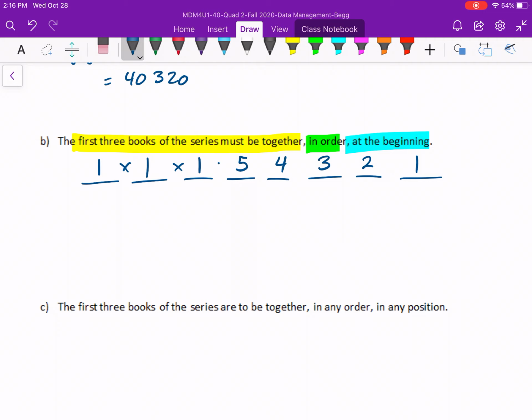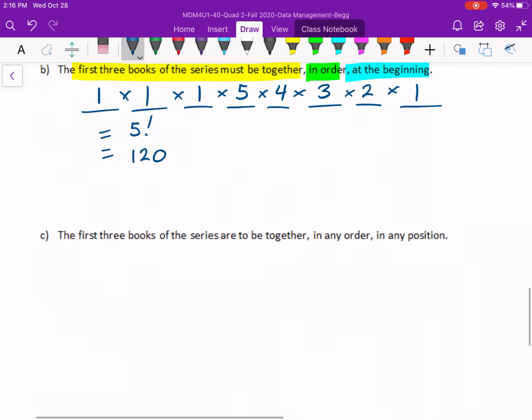So we can use the fundamental counting principle again to help us see that really this just boils down to 5 factorial, because those 1s at the beginning don't matter. 1 times something doesn't change it. And I know I don't even need the calculator because I remember from earlier that 4 factorial is 24. So 5 factorial would be 5 times 24, which is 120.